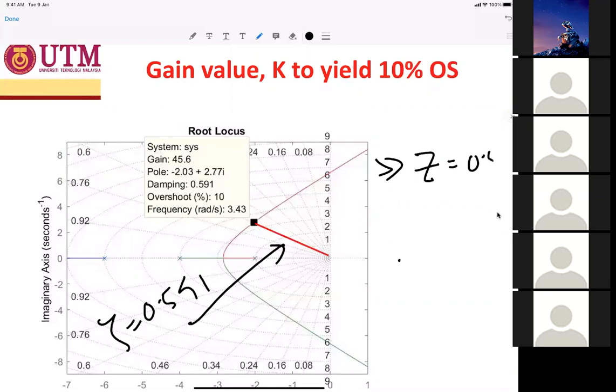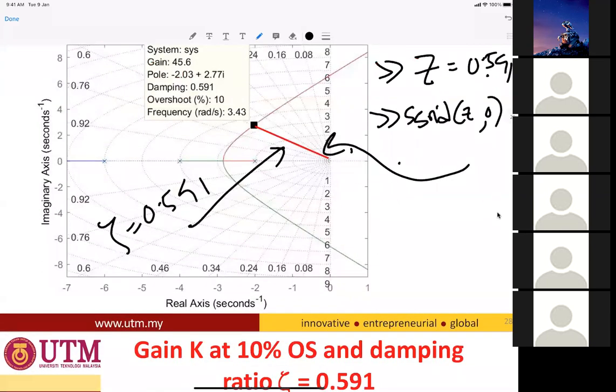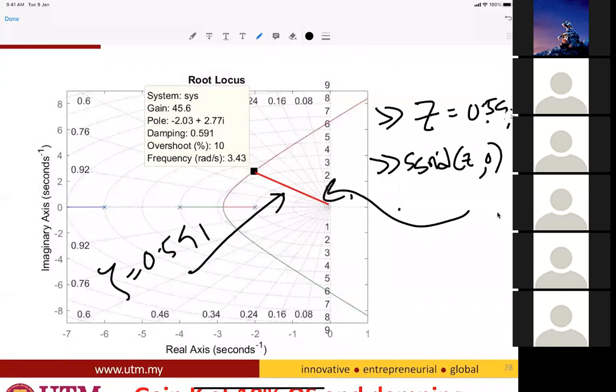Zeta 0.591, as grid, z comma 0. So you will get this line, the damping ratio line. The damping ratio line will give you the dominant pole over here, which is minus 2.03 plus 2.77j, with the frequency omega n 3.43 and the gain K is 45.6.